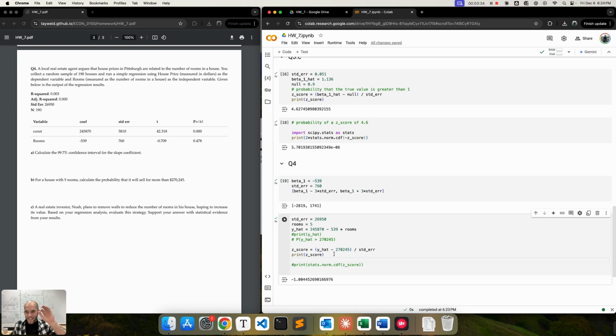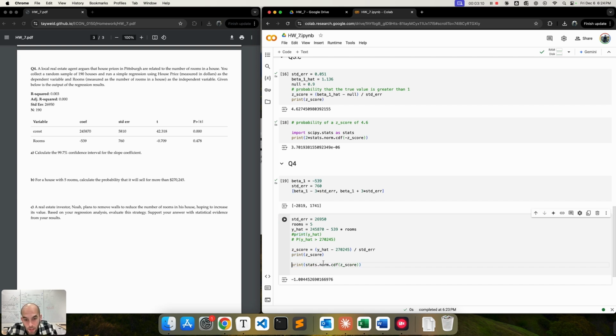Okay, so we have negative 1. So we're saying the prediction and the null hypothesis are 1 standard deviation away from each other. So we should already be thinking that it's going to be difficult for us to reject the null in those terms.